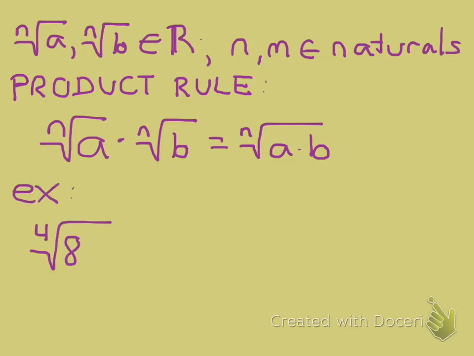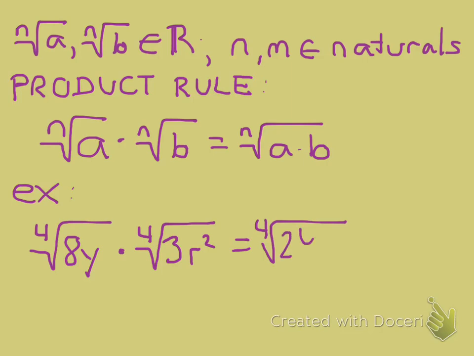So one example we want to look at here is, let's say we had the fourth root of 8y times the fourth root of 3r squared. Well, the rule simply states that we can just now make one big radical and call this the fourth root of 24yr squared. And we just put it into one big radical rather than having two separate radicals.